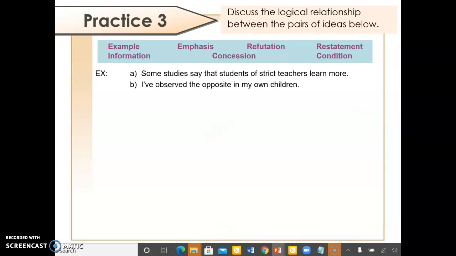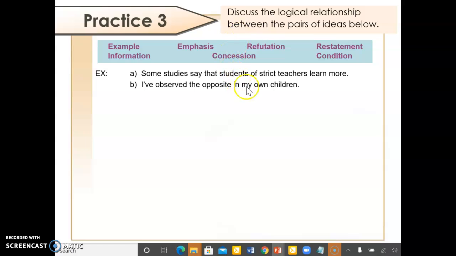Once you decide what the logical relationship is between the two ideas, then you can look at your connectors chart and decide, okay, any of these connectors will most likely work as transitional devices between the two ideas. And then you just have to worry about your use of punctuation.